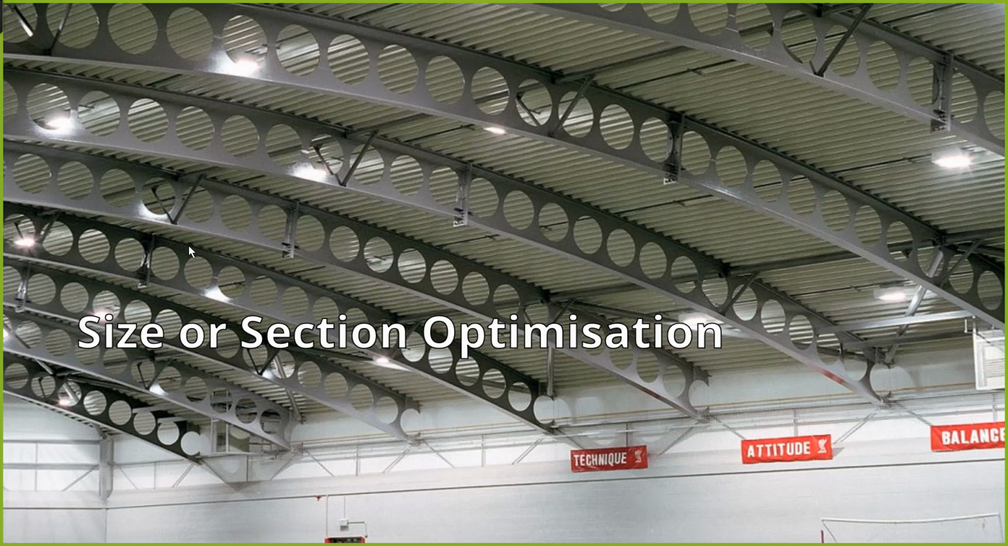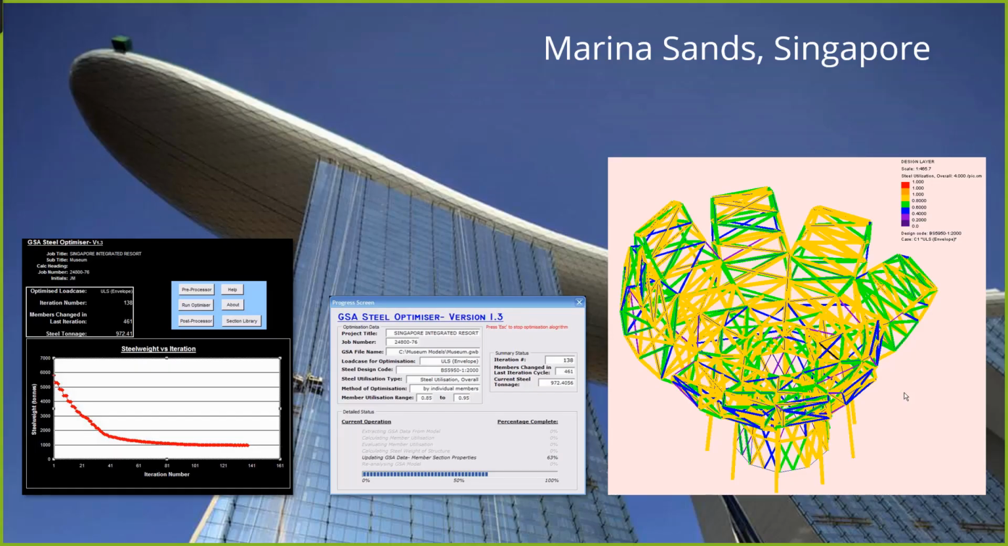Okay, the classic size or section optimization. Getting the right beam sizes. And so here's an example from Arup, Singapore, Marina Bay Sands. It's mainly a hotel, but just outside there is a museum with a structure that looks a bit like an opening flower, and this is quite a complex braced moment frame.